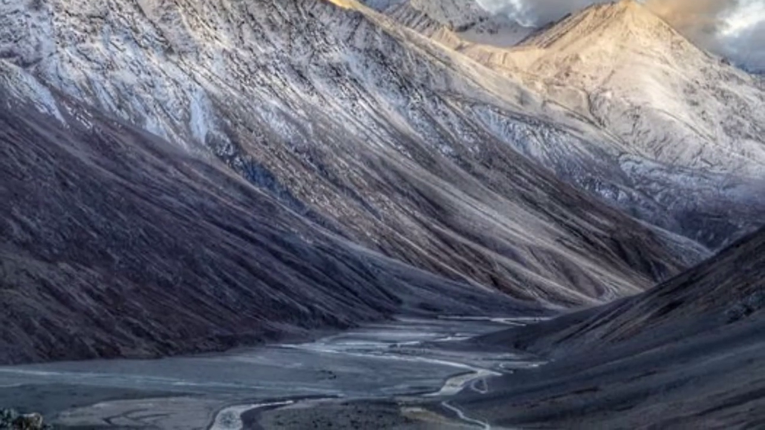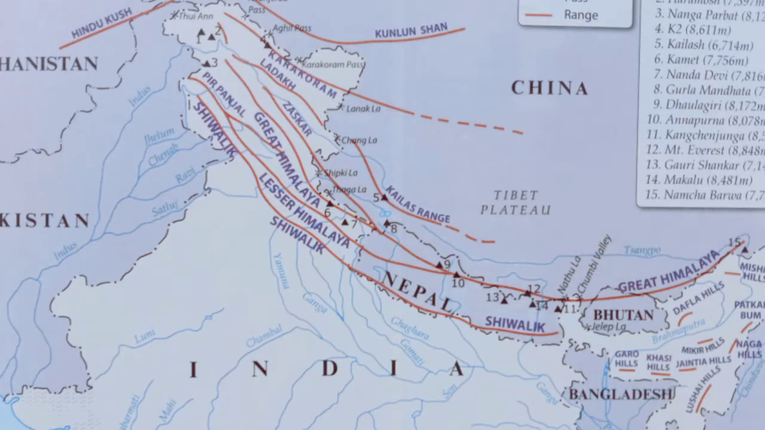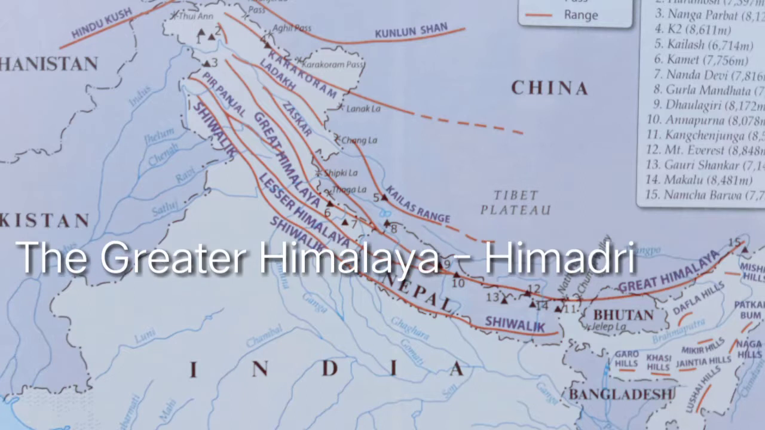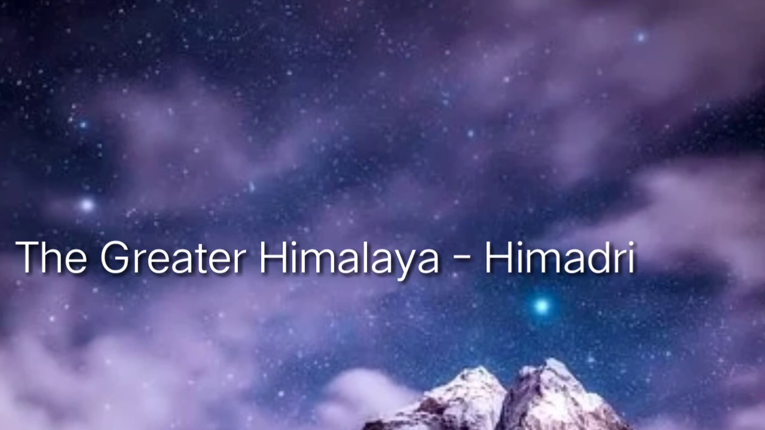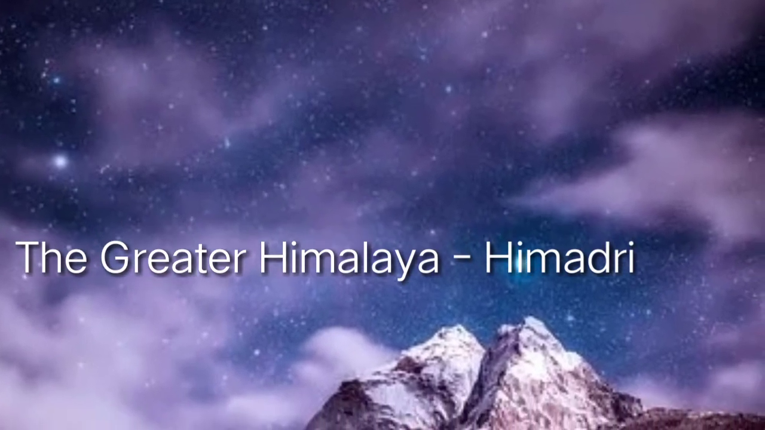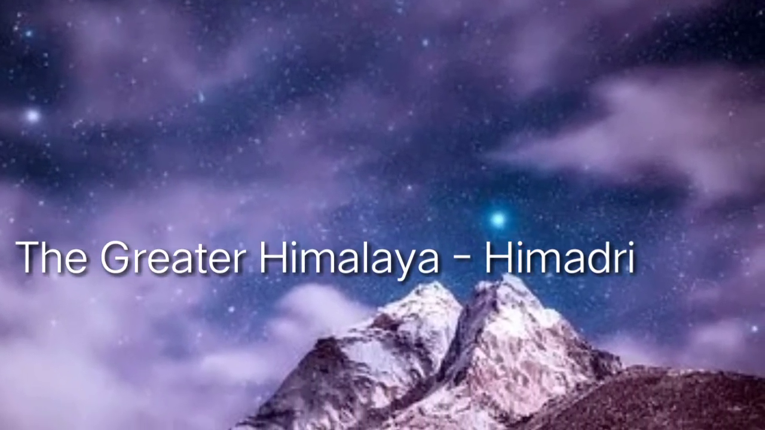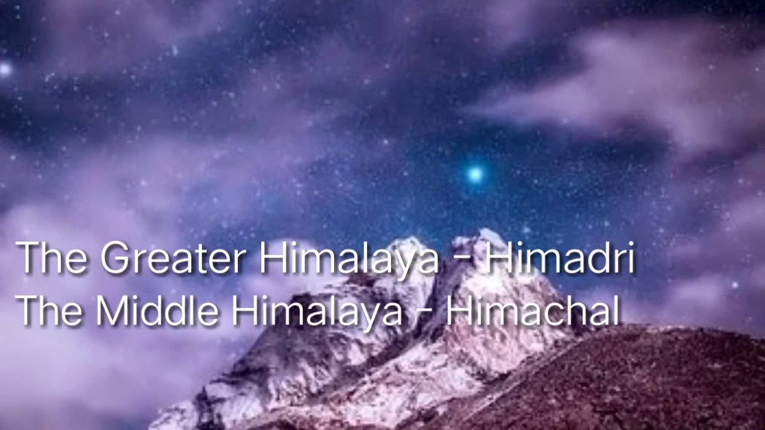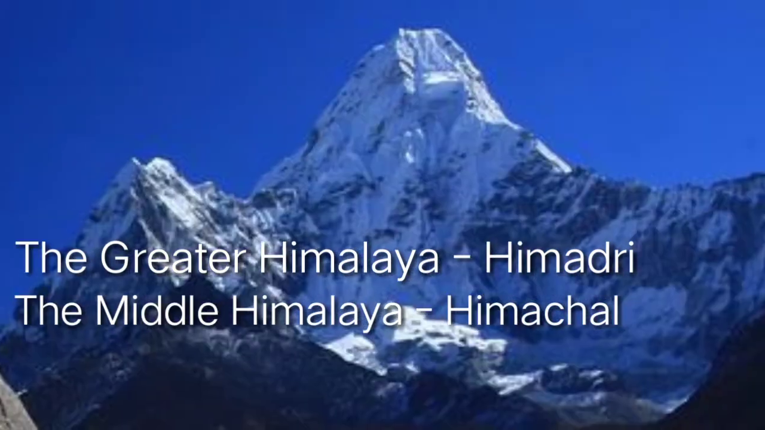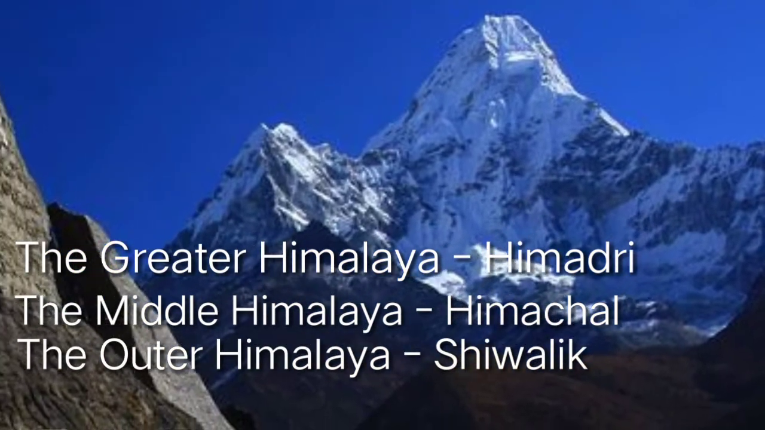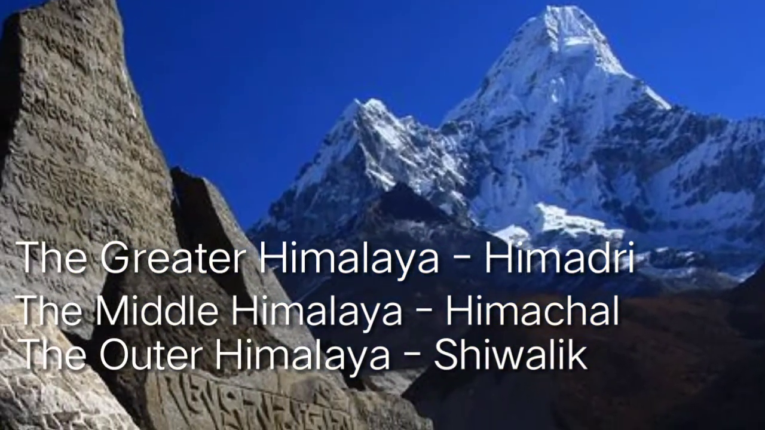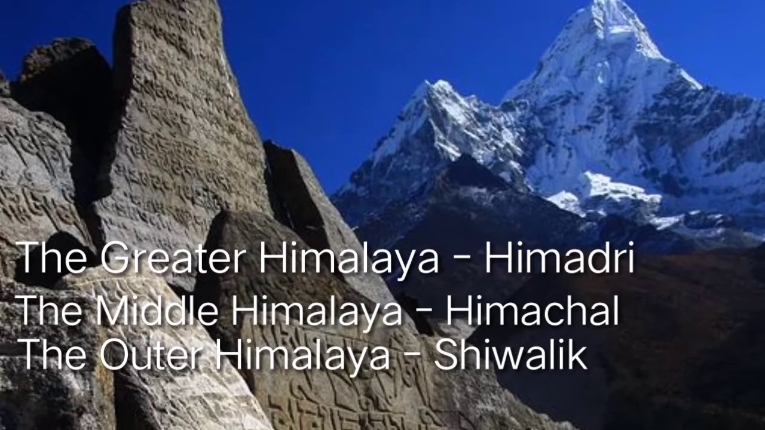Do you know, children, the Himalayas consist of three parallel ranges. These three parallel ranges are: number one, the Greater Himalayas. This range is also known as Himadri in Hindi. Number two, the Middle Himalaya, also known as Himachal. And third one is the Outer Himalaya, also known as Shivalikas.